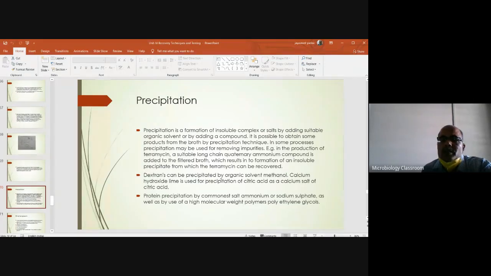Dextran sugar is precipitated by the organic solvent methanol. Then calcium hydroxide, that is the lime, is used for precipitation of citric acid as a calcium salt of citric acid.